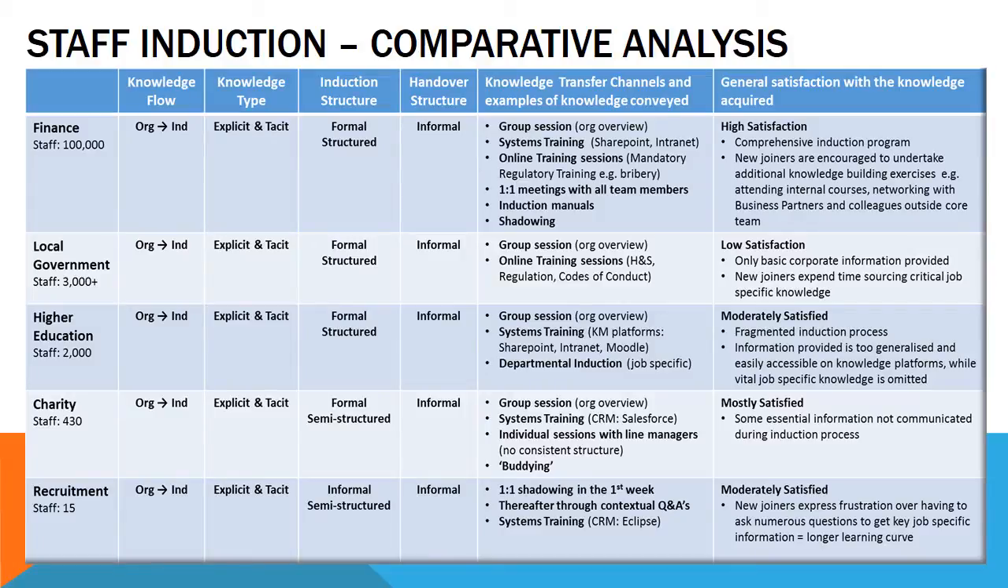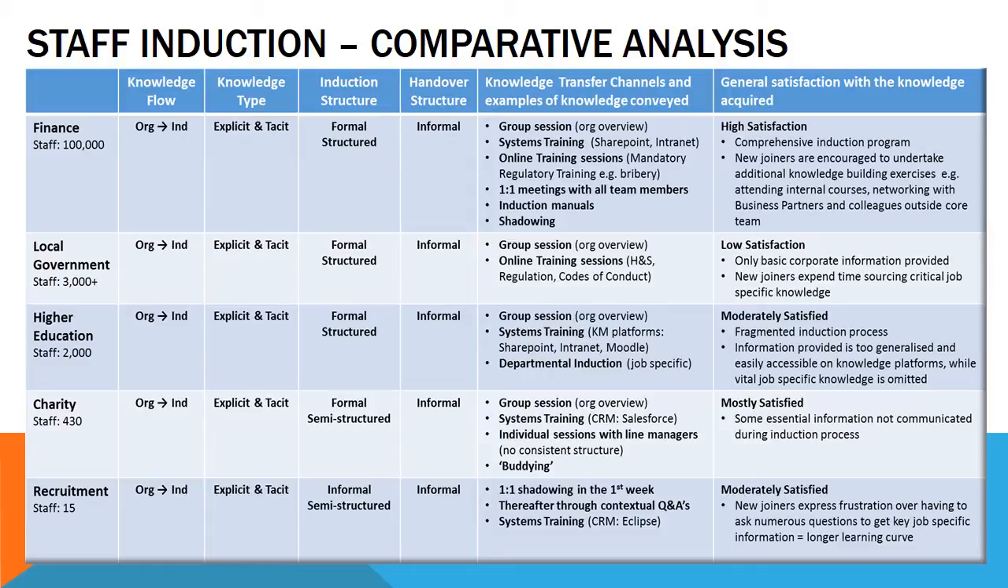The firms also differ in their perspective of knowledge. The transfer of explicit knowledge through intellectual processes at the finance, local government, higher education and charity reveals these organizations' objective perception of knowledge, whereas the one-to-one shadowing and contextual Q&As in the recruitment company indicates a practice-based perspective of knowledge. General satisfaction with the knowledge acquired during inductions is also contrasting.